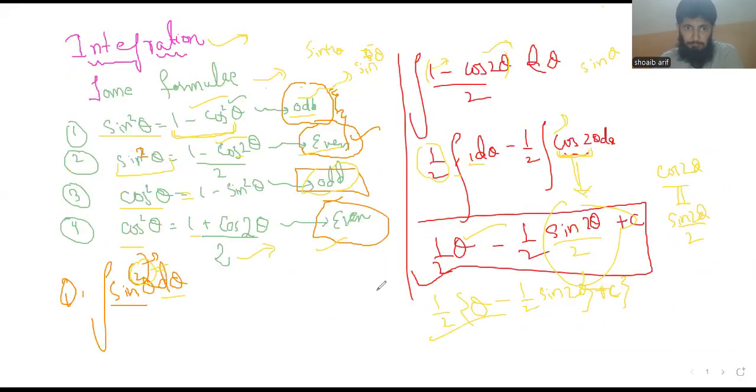So number 3, integrate cos 5 theta d theta. Cos raised to the power 5 theta d theta. Okay. So which formula will we use? The power of cos is odd, so we will use this formula, 1 minus sine square theta.